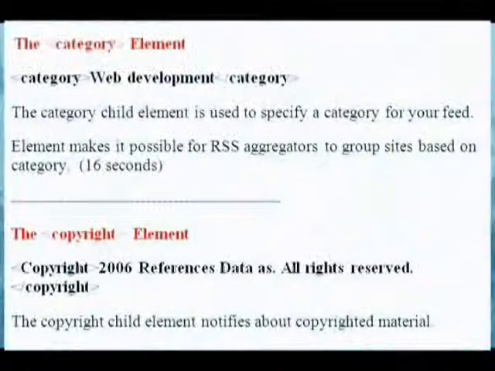The category element. The category child element is used to specify a category for your feed. It makes it possible for RSS aggregators to group sites based on category. The copyright element. The copyright child element notifies about copyrighted material.